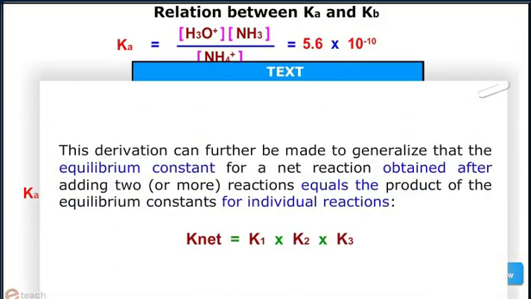This derivation can further be generalized: the equilibrium constant for a net reaction obtained after adding two or more reactions equals the product of the equilibrium constants for the individual reactions. This implies that K net equals K1 × K2 × K3.